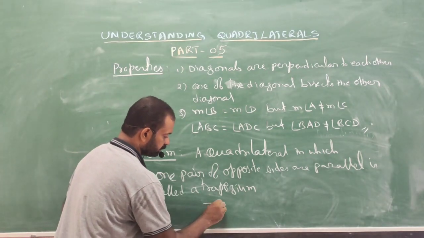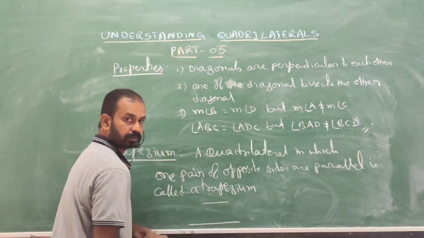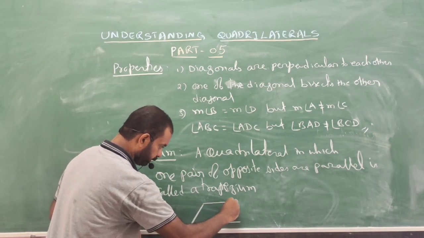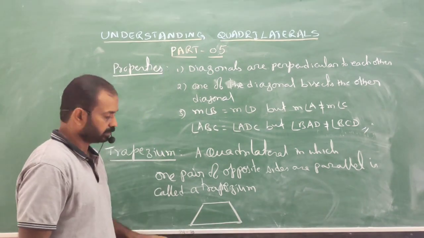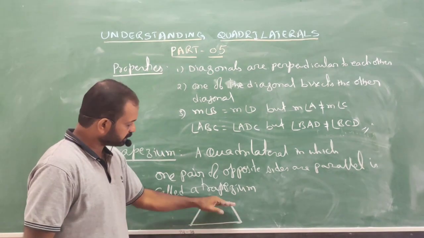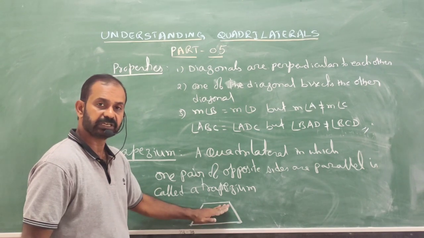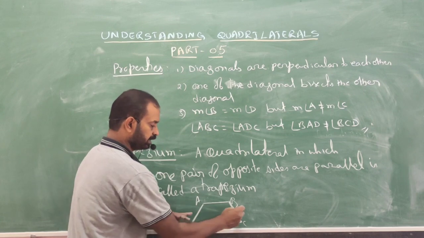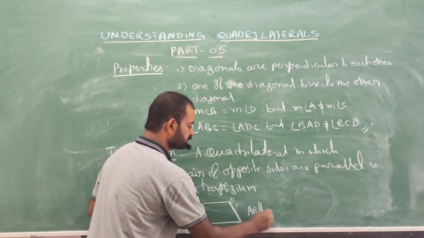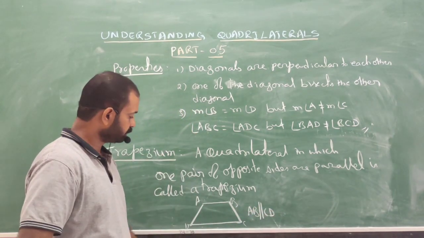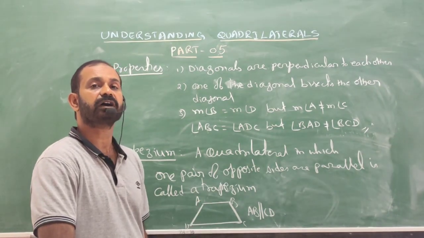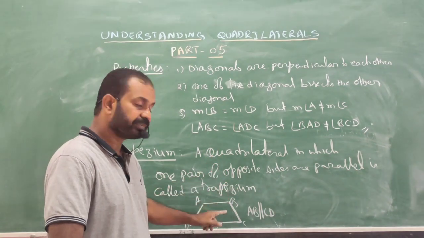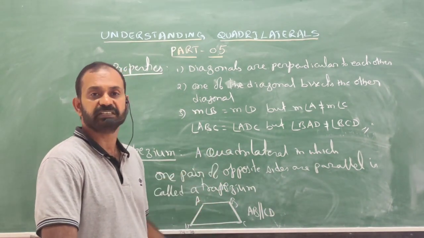How will it be? You see, these two lines are parallel, meaning when I complete a quadrilateral, one pair of opposite sides are parallel to each other. So if I write A, B, C, D, here AB is parallel to CD. So one pair of opposite sides are parallel. Then such figures are called trapeziums.